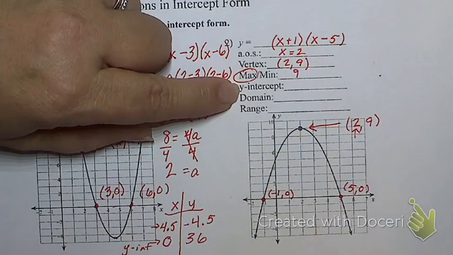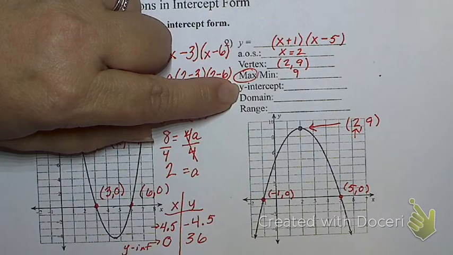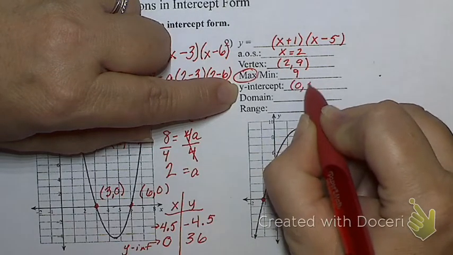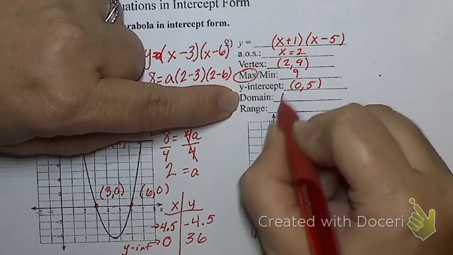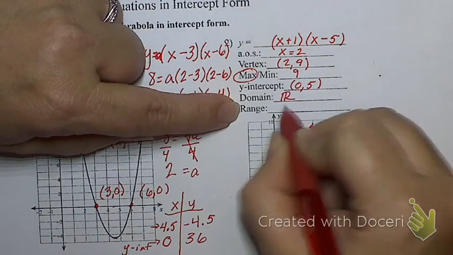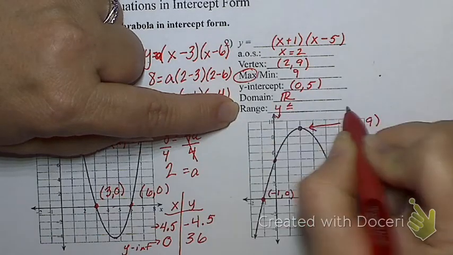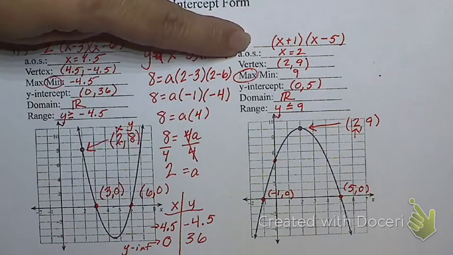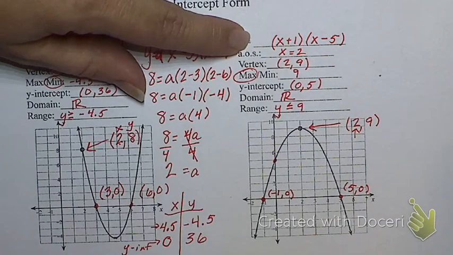Y-intercept, I think I can see on the graph, can't I? It's 0, comma 5. Domain: all the numbers. Range: y is less than or equal to 9. Am I done? Nope. I still need to find a, right? Yeah. Forgot to do that. I got sidetracked because I found out all the other information.